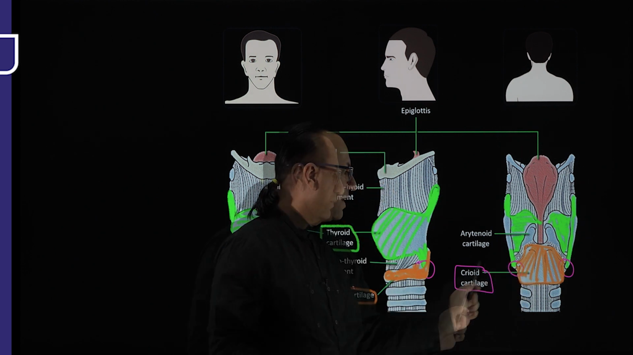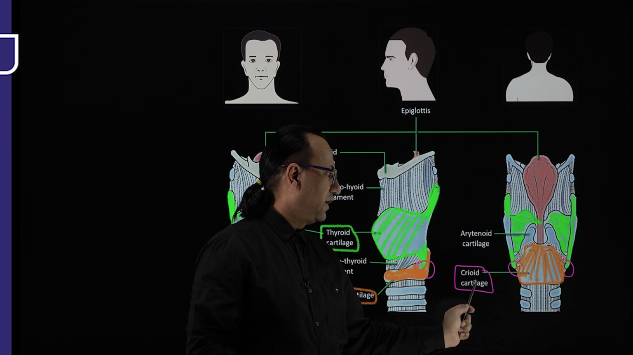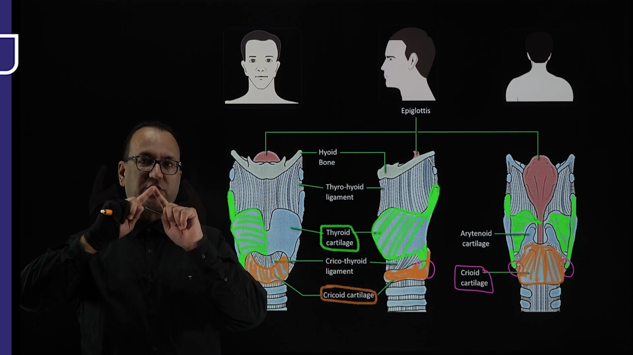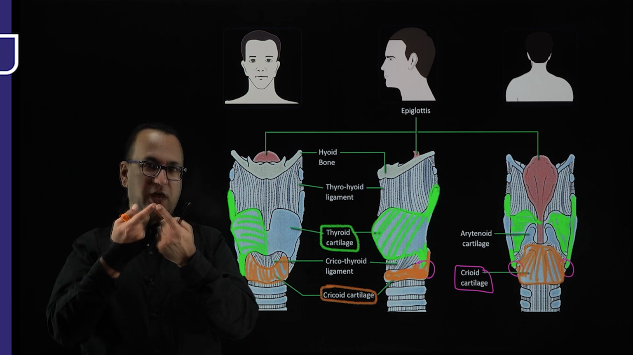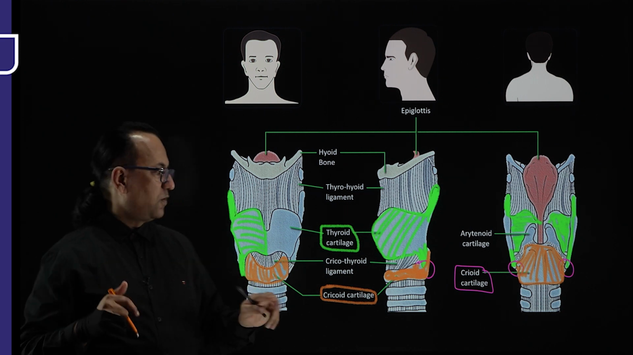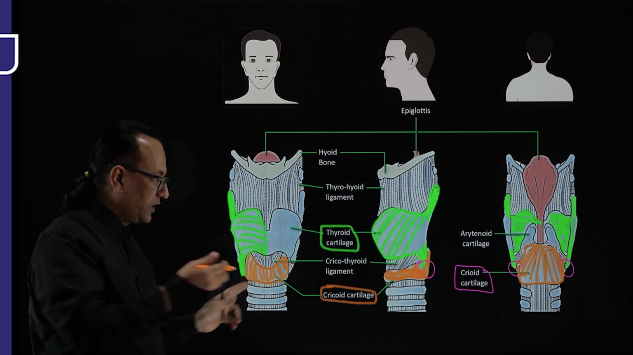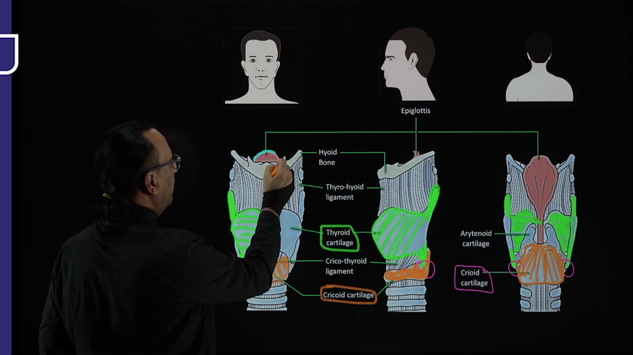So this is the lamina seen posteriorly in the cricoid cartilage, and it is a complete ring, signet ring shaped structure covering the respiratory tube in a circumferential manner. Now this was the cricoid cartilage. Let us talk about the third unpaired cartilage, which is the epiglottis, a lid over the larynx.